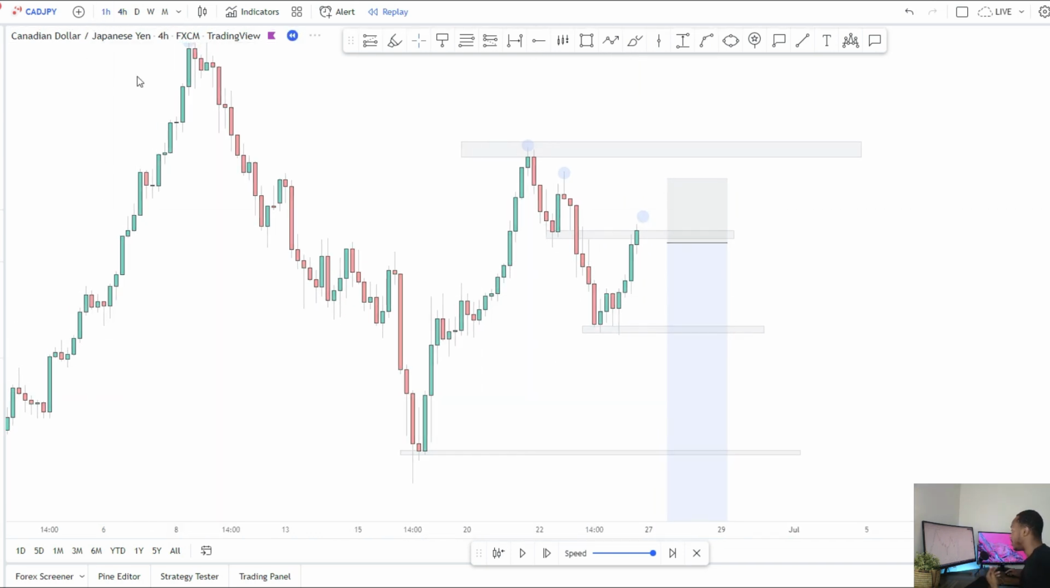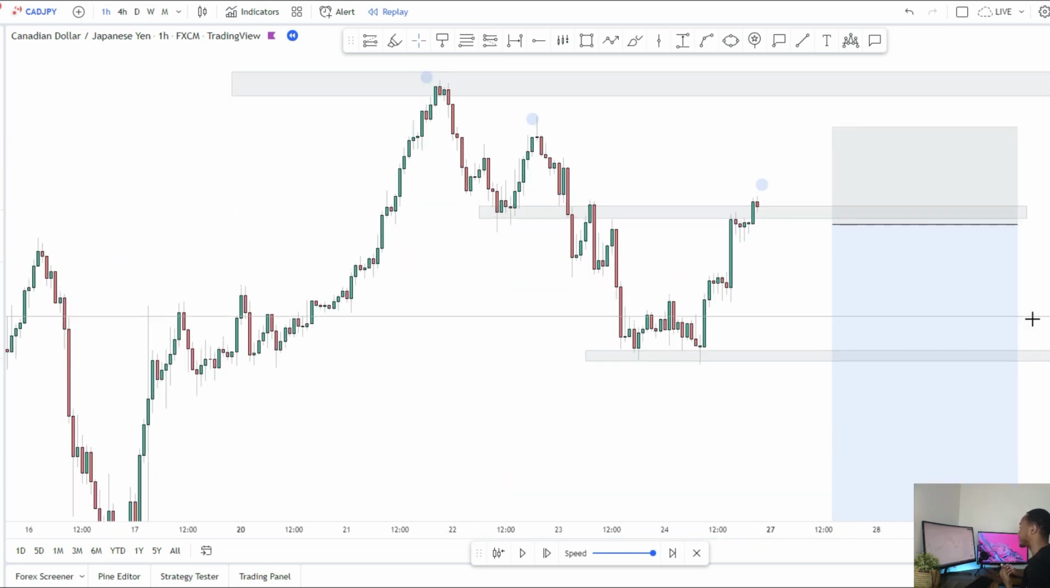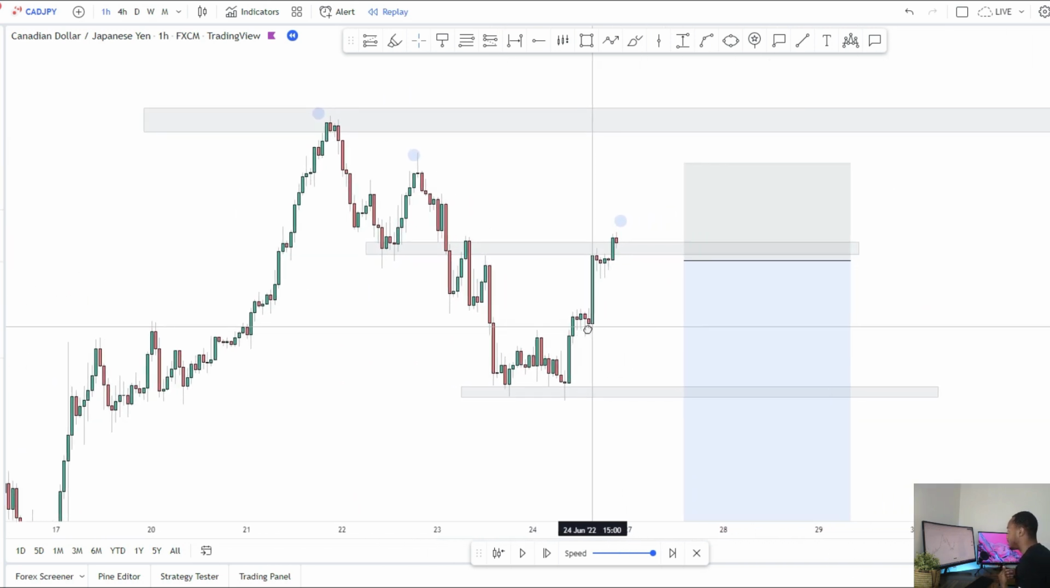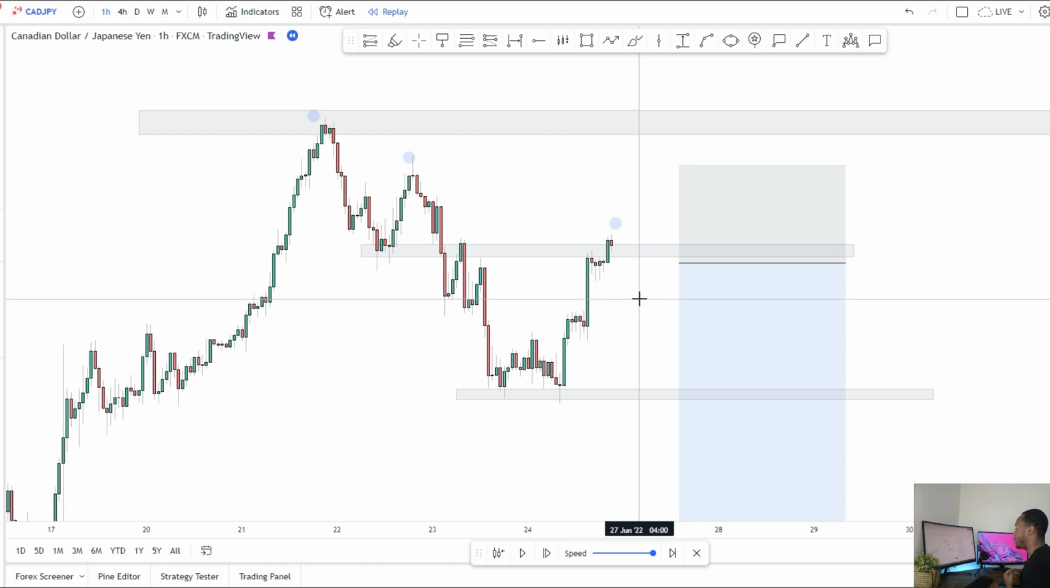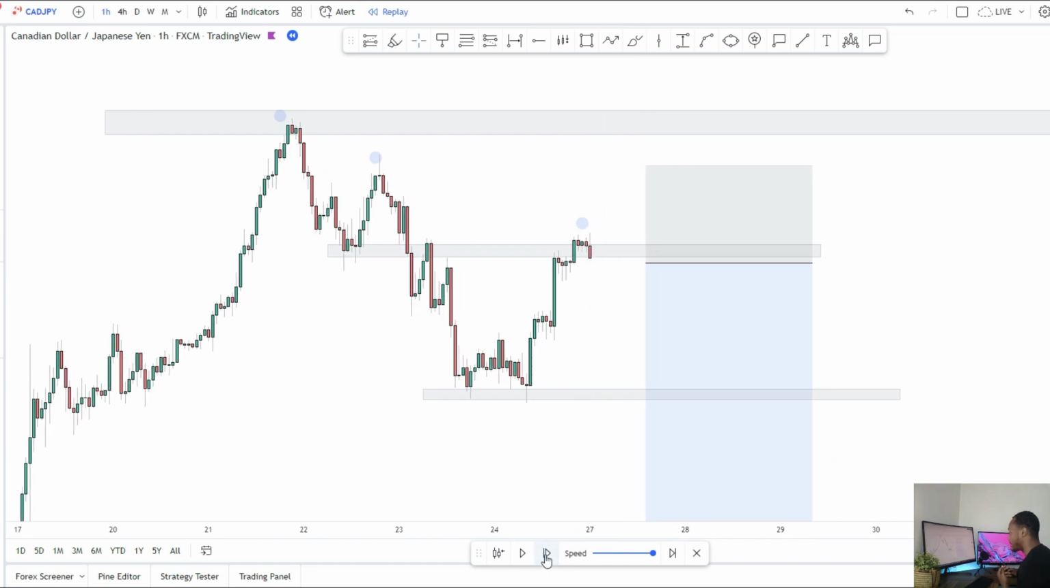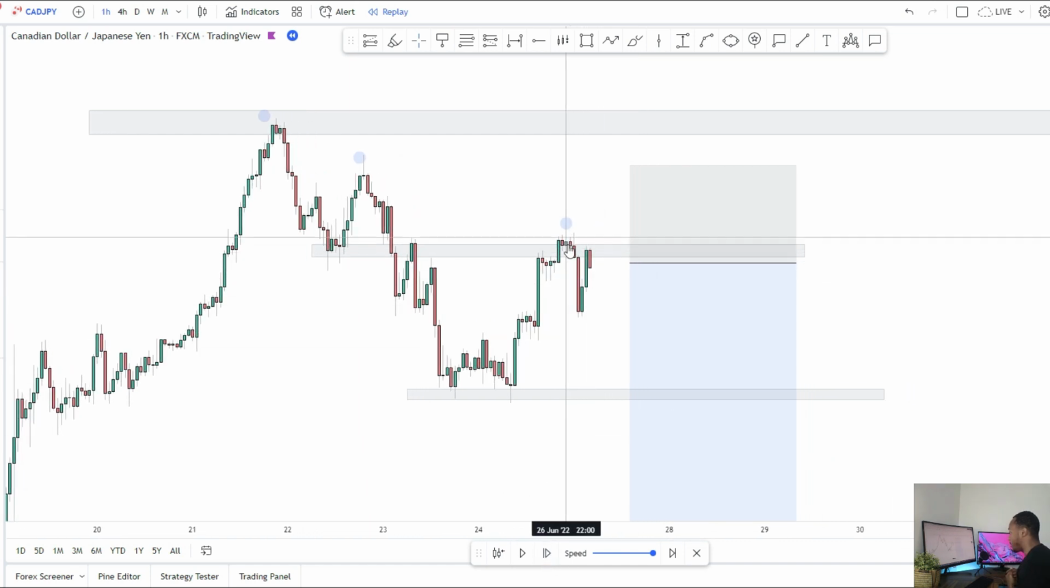So if you don't know, I use 1 hour candlesticks to enter my trades, so I'm monitoring this on the hourly time frame. If I just click continue, you can see this happened here.